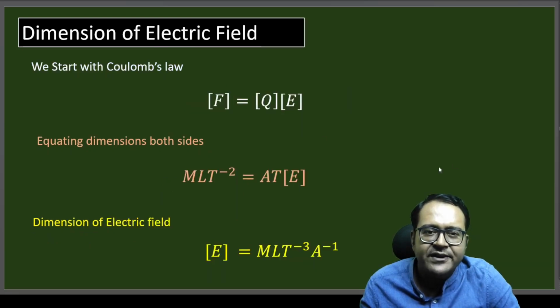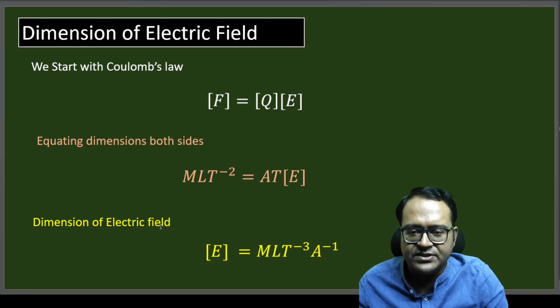What is the dimension of electric field? Once again, we start with Coulomb's law. Force is qE. We just equate dimensions on both sides. M L T minus 2 is A T times E. Then you get the dimension of electric field.